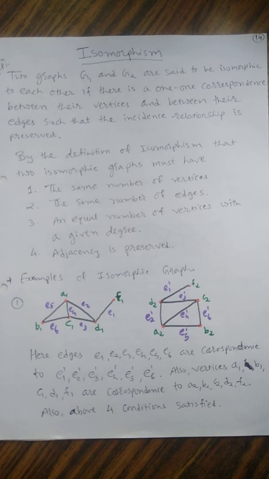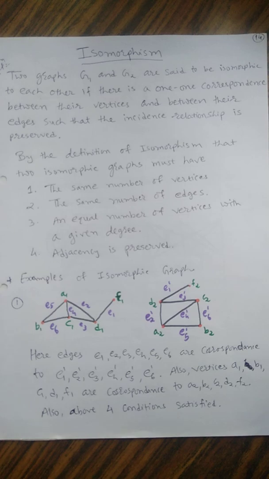That means, by definition, we can say that two graphs are isomorphic if they have the same number of vertices, the same number of edges, and an equal number of vertices with the given degree. So the degree of vertices is also the same and adjacency is preserved. That means the incidence relationship is also preserved. I give one example here.